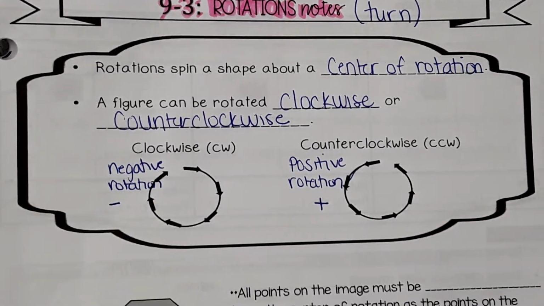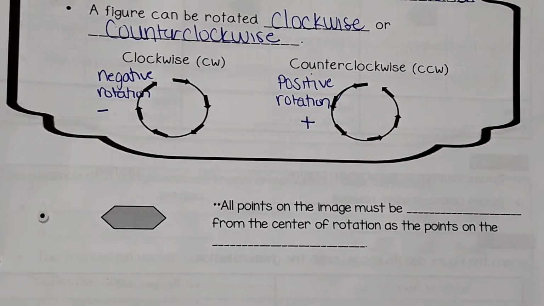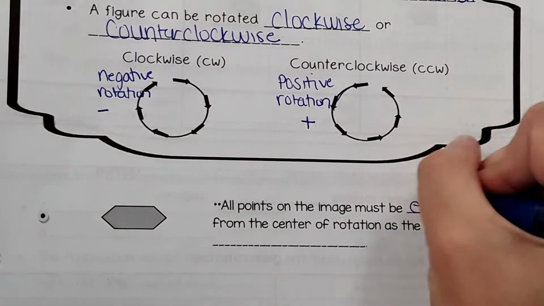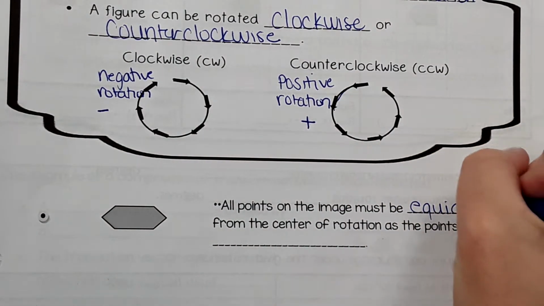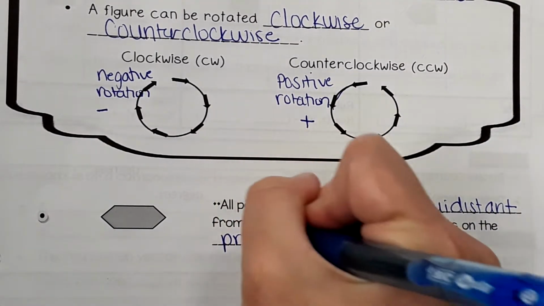Okay, what else? Moving down. All points on the image must be equidistant from the center of rotation as the points on the pre-image. And I'll show you what that means.